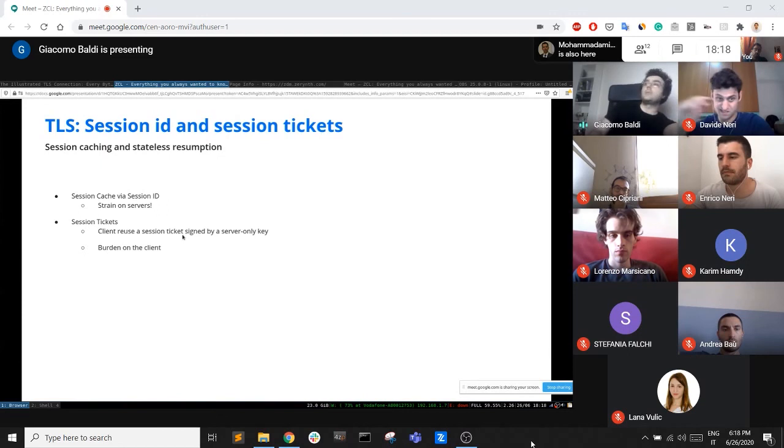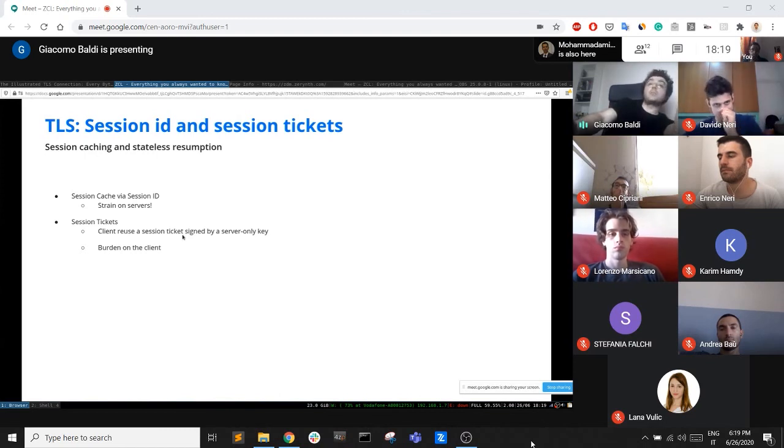How does it work? The server, in an extension and in a step of the TLS handshake, sends you a message with the parameters, signed by a key of the server. So the client can keep that ticket and reuse it in the next connection, saying, hey, you gave me this ticket for this connection, let's reuse it. Now the burden is on the client, because the client has to store the session ticket. The server just receives the session ticket, verifies that it has been created by the server itself, verifies that the information inside is correct, skips a lot of the algorithm that we just saw, and starts immediately to talk with the client with the parameters that were established before.